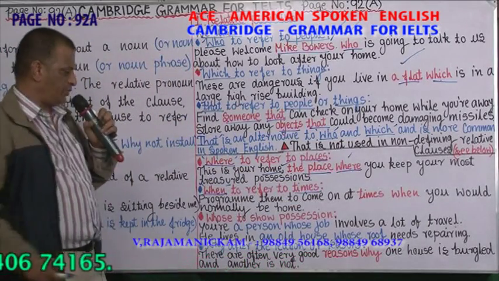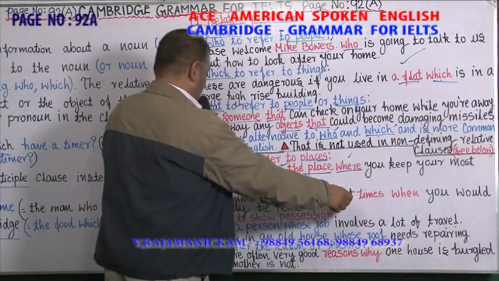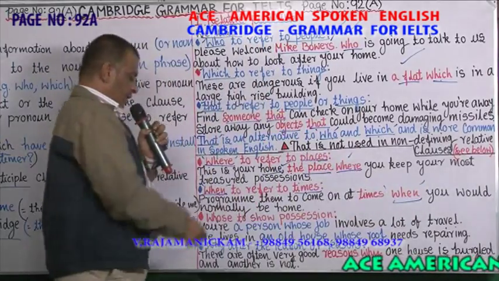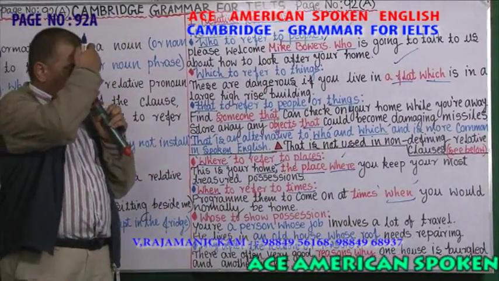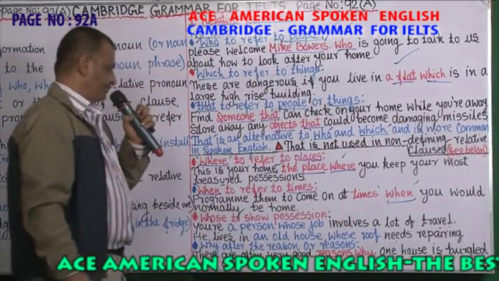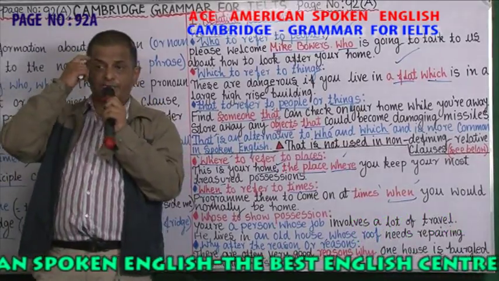Program them. So this program is a verb. Program them to come on at times when you would normally be home. So when is mentioned for times.